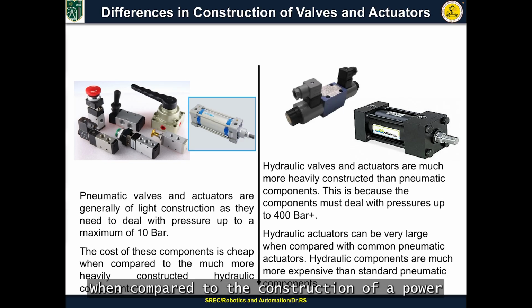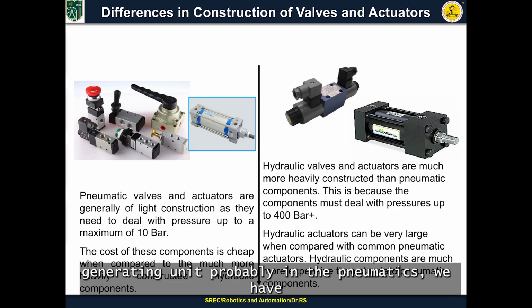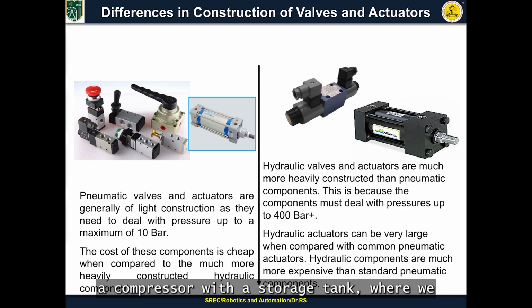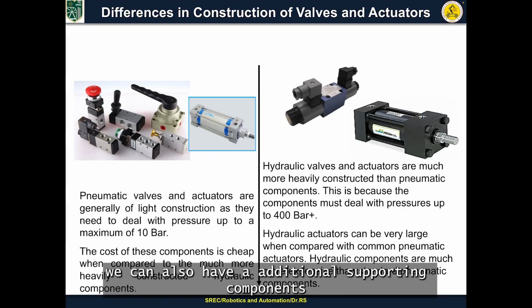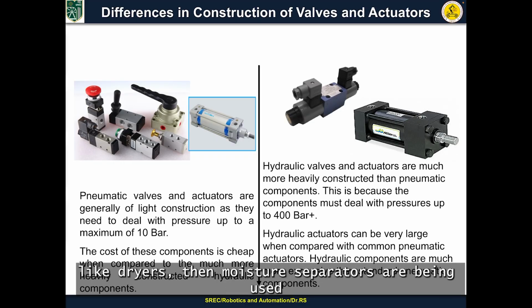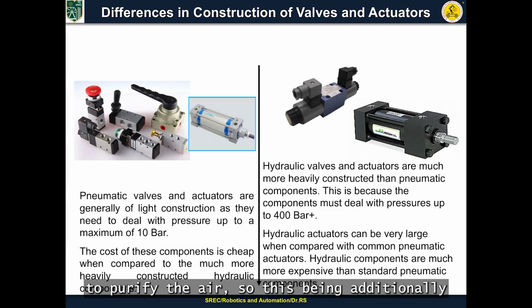When compared to the construction of a power generating unit, in pneumatics we have a compressor with a storage tank, where we can store the compressed air and use it for our applications. Apart from the compressor and storage tank, we can also have additional supporting components like dryers and moisture separators, which are used to purify the air. So these are additionally used in the power generating unit of pneumatics.